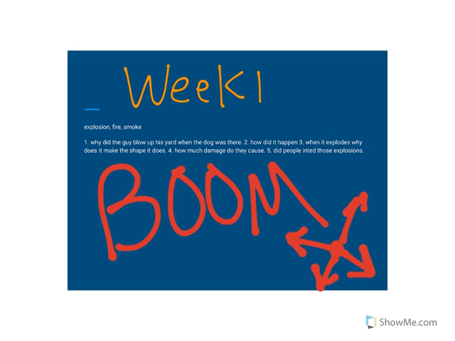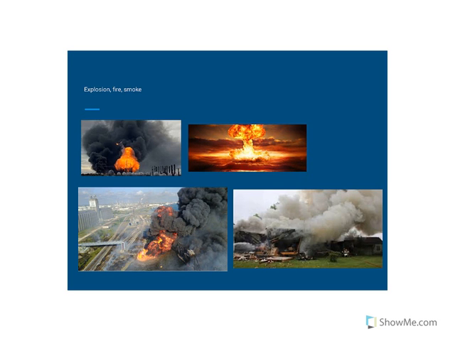We were looking at explosion. That's what that's a picture of, an explosion. What you guys saw was explosion, fire, smoke. Some of the questions were, why did the guy blow up his yard? How did it happen? When it explodes, why does it make the shape it does? How much damage do they cause? And did people intend to make those explosions? So let's look at what we saw.